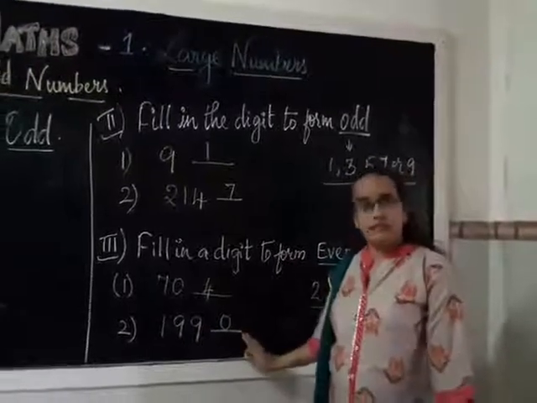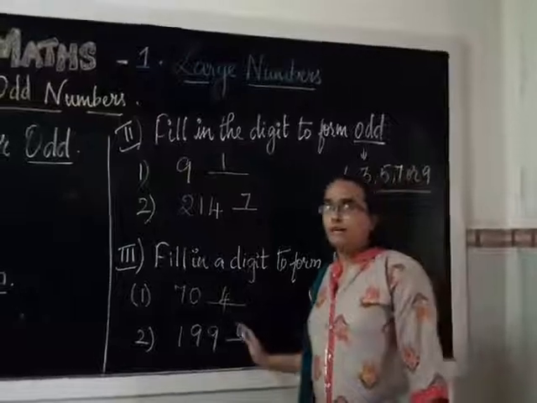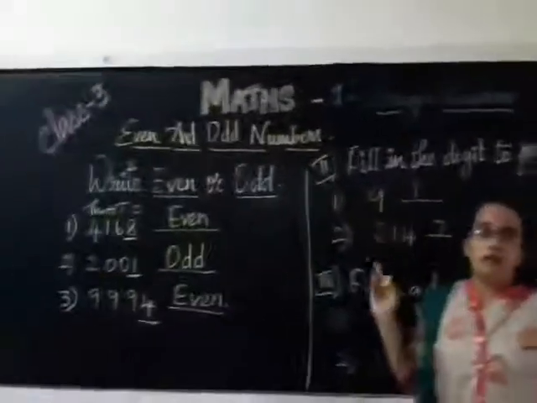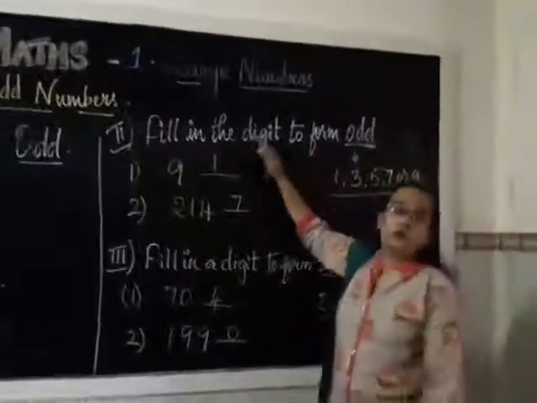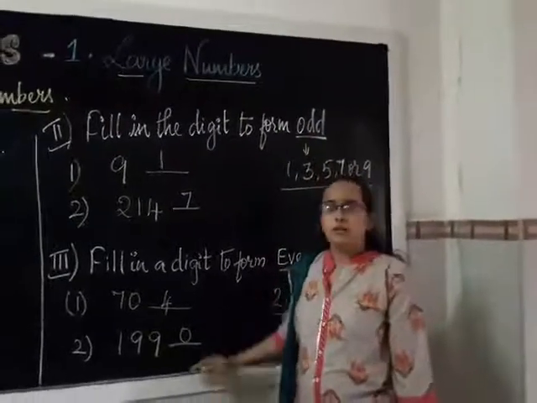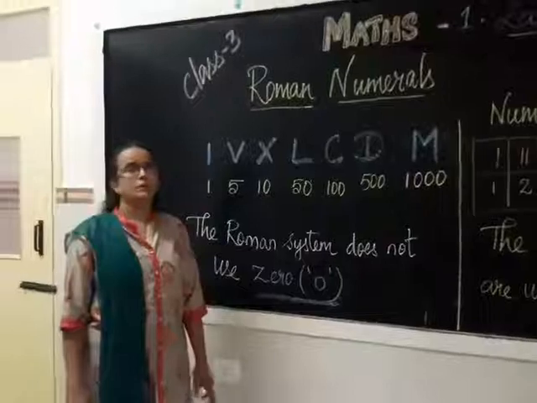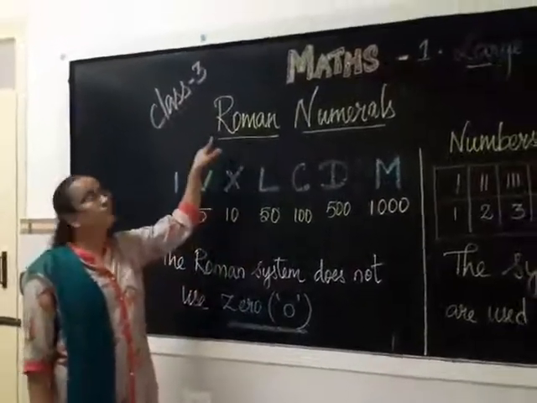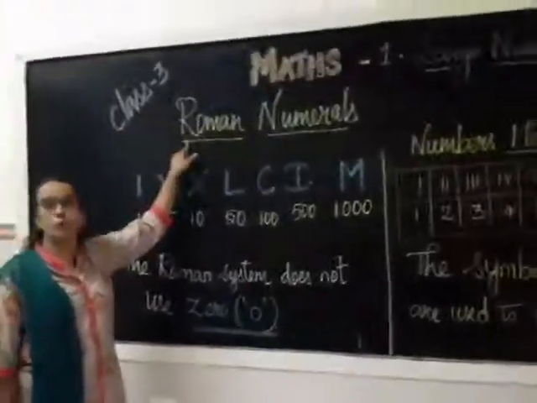1990. So it is an even number. I hope you have understood about even and odd and how to form the odd number as well as the even number. Did you understand now, children?